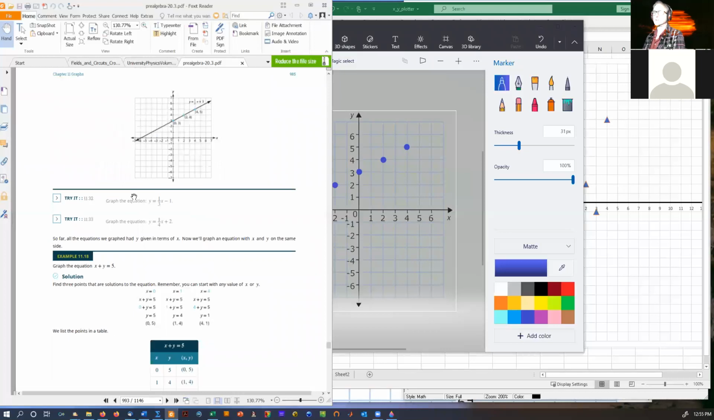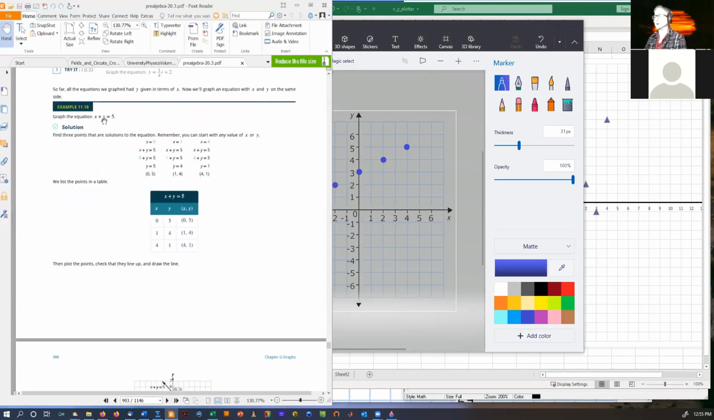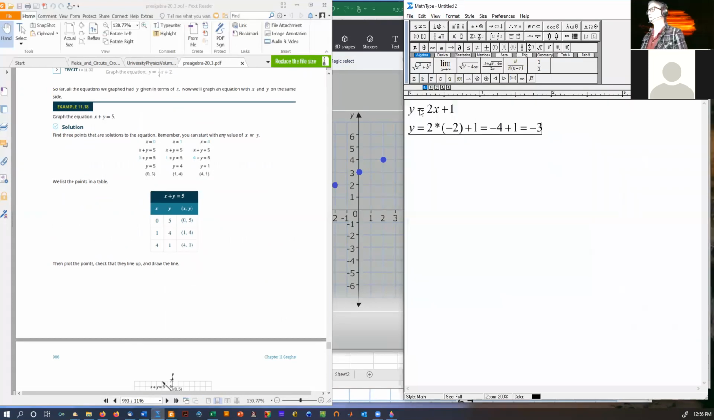Okay, so now what about an equation in this form? These other equations have been y equals something times x plus or minus something, right? So we just had to plug in x and then do this sort of arithmetic. But what if we've got something that looks like this, x plus y equals 5? Well, that's not quite as easy to work with. At least it looks a little more daunting, right? Because all of a sudden now you've got x plus y equals 5.